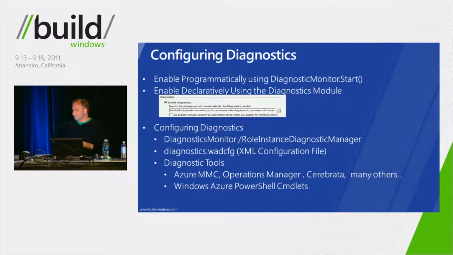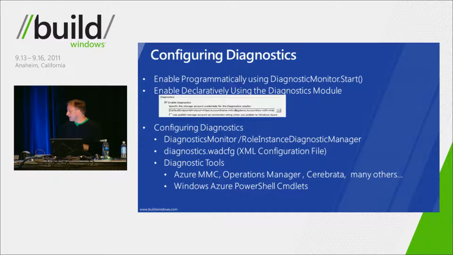So to configure diagnostics, like I said, you can programmatically enable diagnostics in your worker role OnStart code. You can tell it everything you want to log, when to transfer it over, and pass that all in as parameters to the DiagnosticMonitor.Start method. If you're using Visual Studio, there's just a checkbox per role to enable diagnostics. You check the checkbox and specify your Windows Azure storage account. This is basically where it's going to transfer all the data to, and that enables diagnostics for that role.